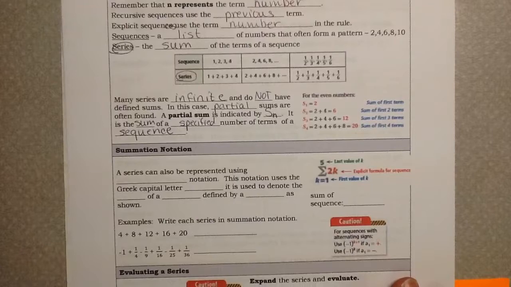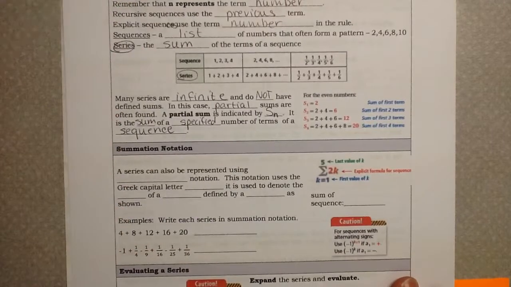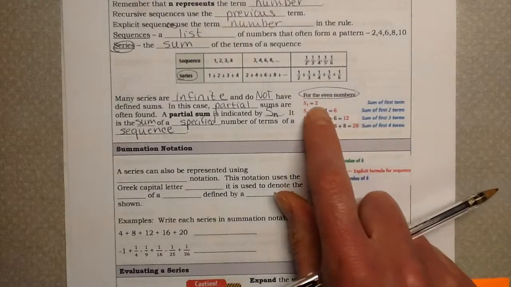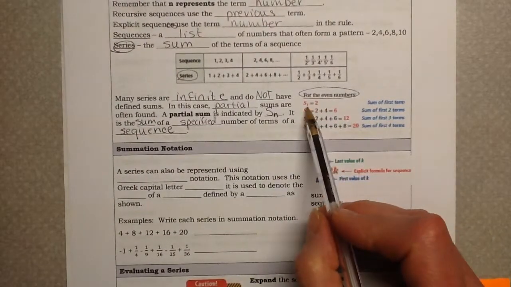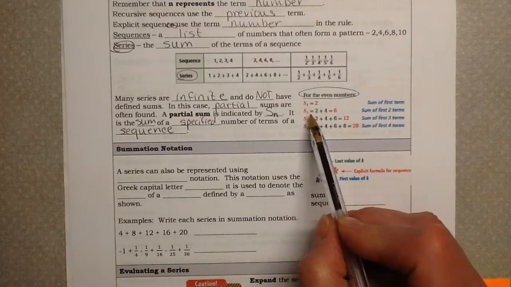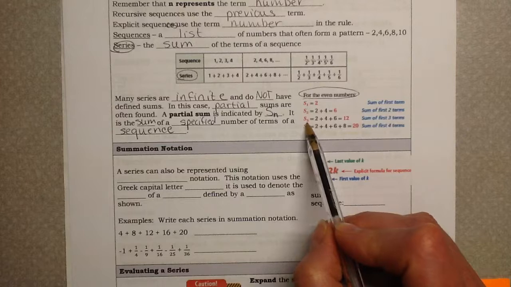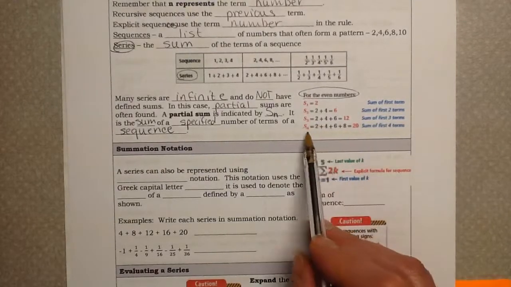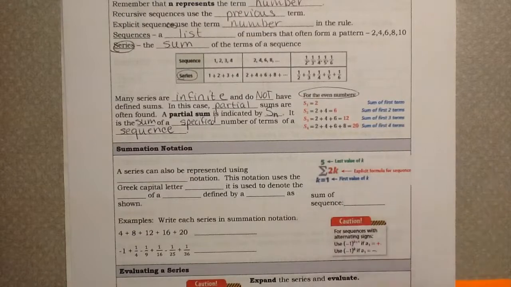So if you look over to the side here, if we want to look at the even numbers, well, even numbers start with 2, and if we want to find the sum of the first term, that's just 2. If we want to do the sum of 2 terms, it would be 2 plus 4. If we wanted 3 terms, 2 plus 4 plus 6, and so on. So that would be the sum of the first 4 terms down here.